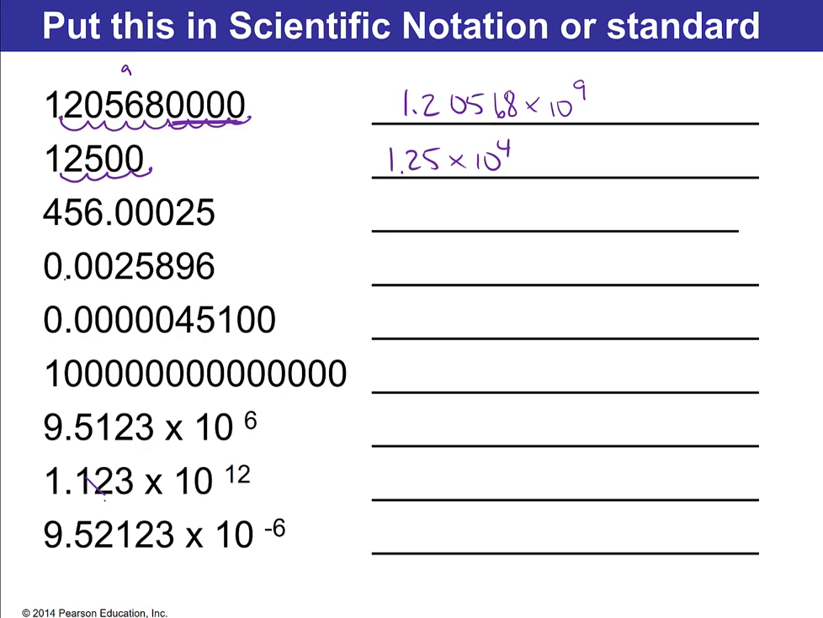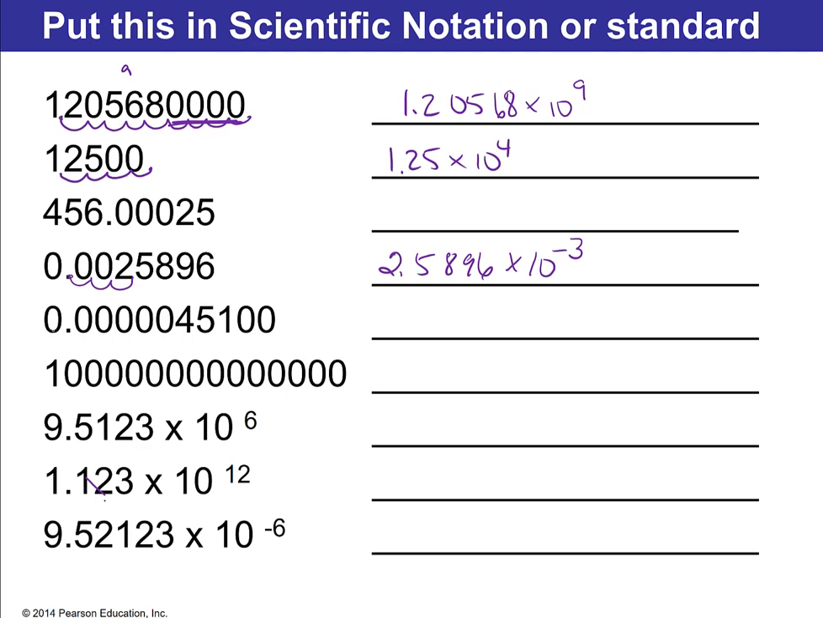For this one down here, here's where your decimal place is. And so this time I got to go to the right to make my number between 1 and 9, 1, 2, 3. So this would be 2.5896 times 10 to the minus 3. Leave off the leading zeros. Leading zeros are never significant, so they always go away.